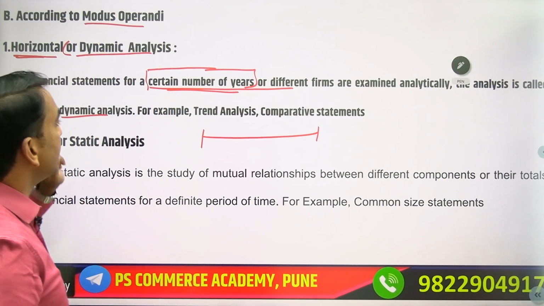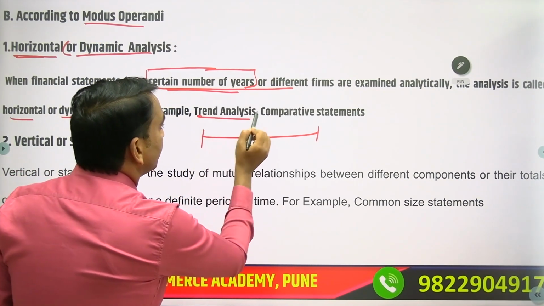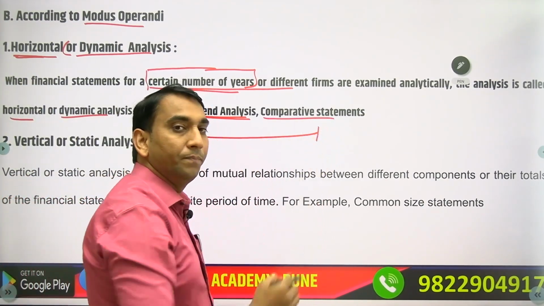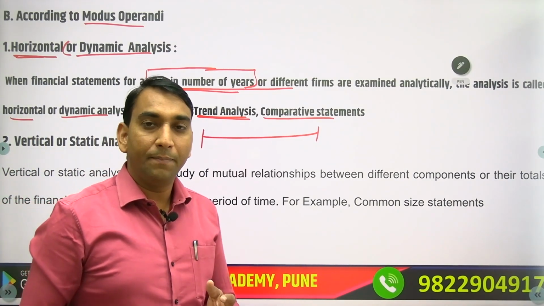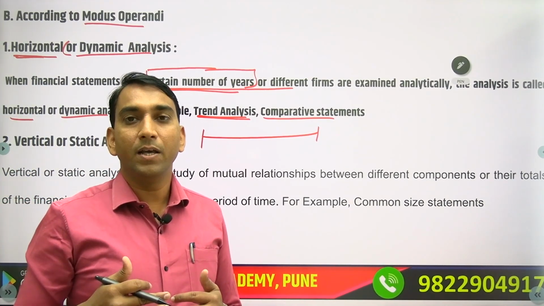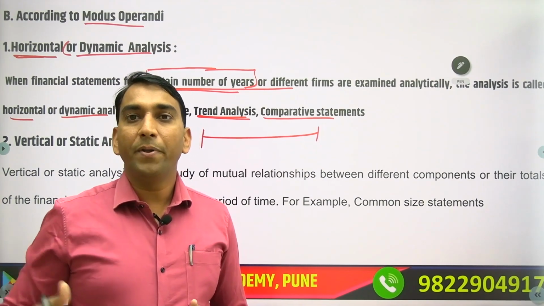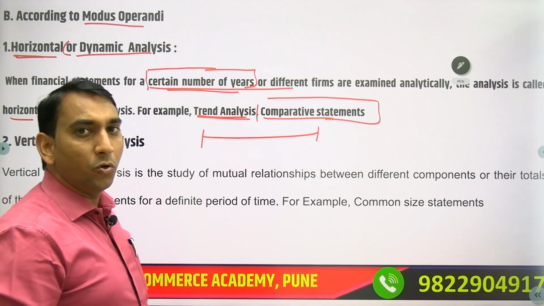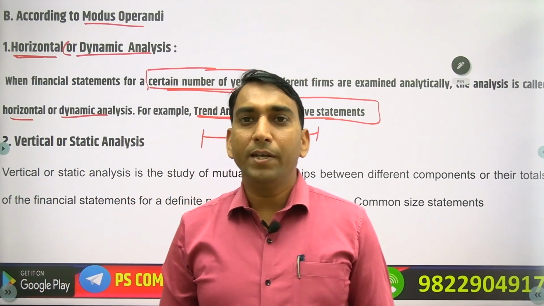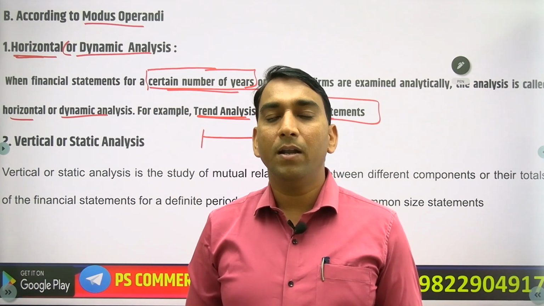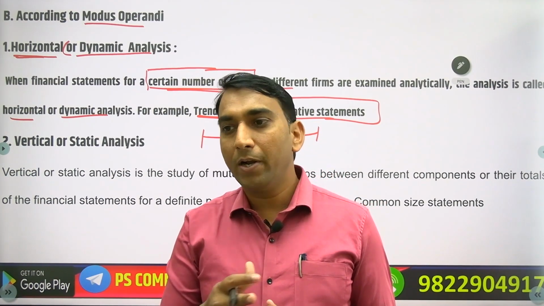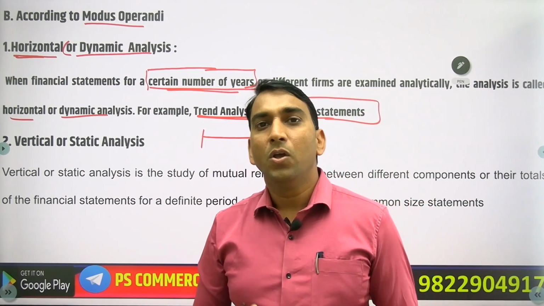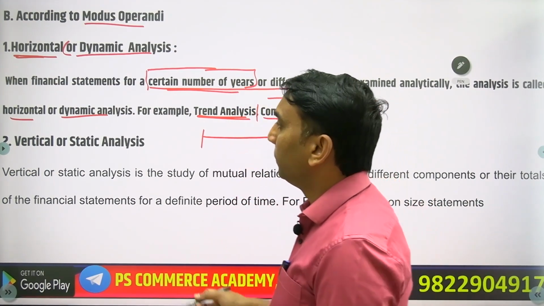Example of this horizontal analysis is what? Trend analysis. We are going to see what the trend analysis is actually. Then comparative statement. Comparative statement may be a statement which we compare with the previous year, current year, or we can compare over a period of time. So that can be done in the horizontal analysis. So point to be noted here: in case of horizontal analysis, we are doing analysis of statements over a number of years. बहुत सारे सालों का डेटा इकट्ठा किया है and on the basis of that we are analyzing the financial statement.